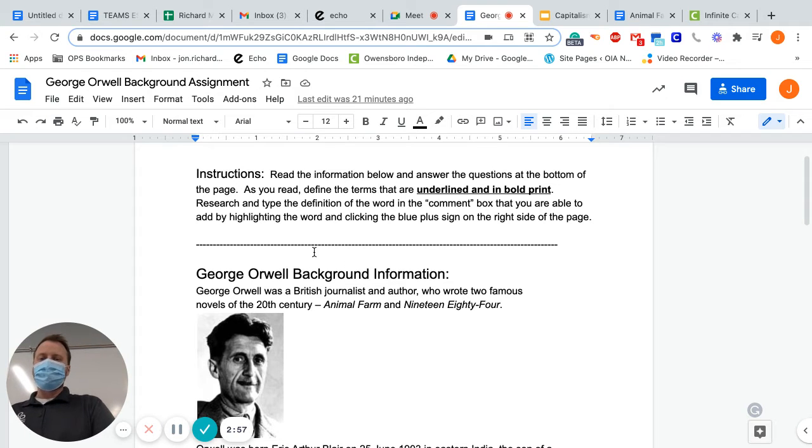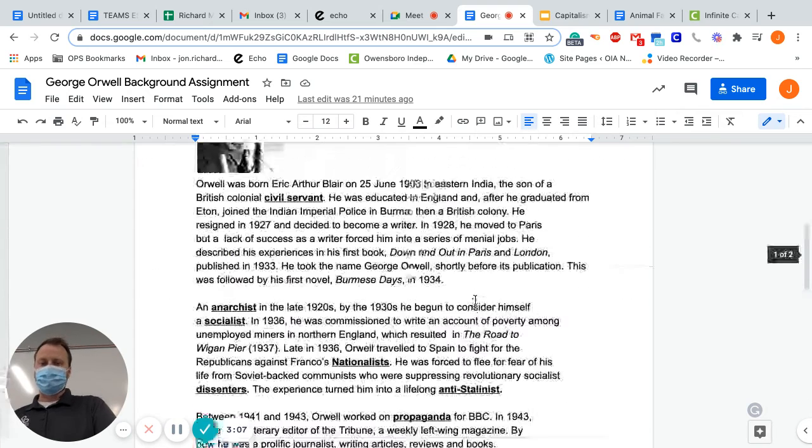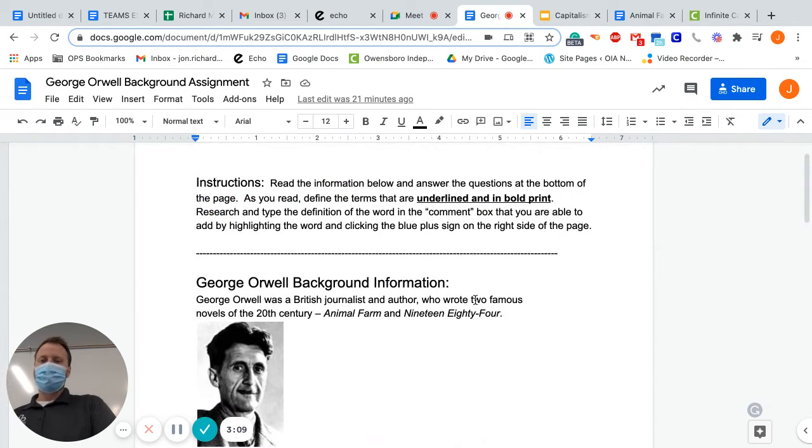Okay, so the instructions say, read the information below and answer the questions at the bottom of the page. So pretty easy. You read this and answer. There's 2 questions at the bottom, okay? So that's the first part. But as you read, so you need to do this as you read, and everyone's going to do this right now in the next few minutes. So you at home are doing this and you all in class.